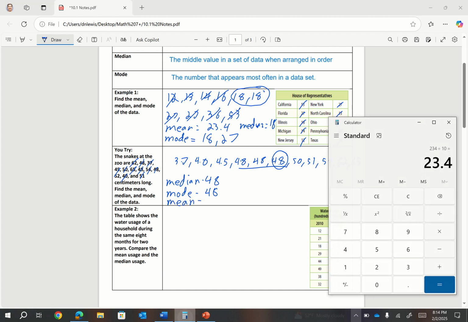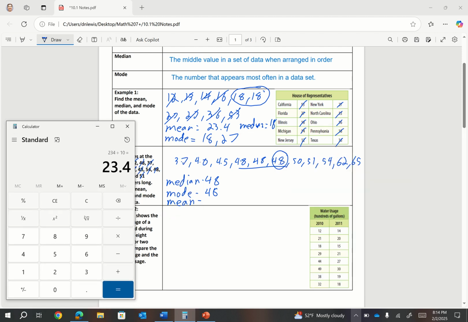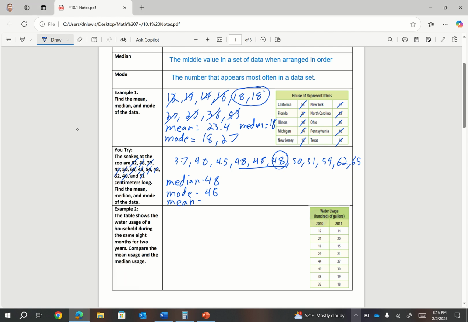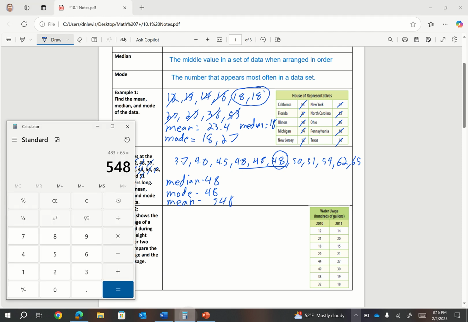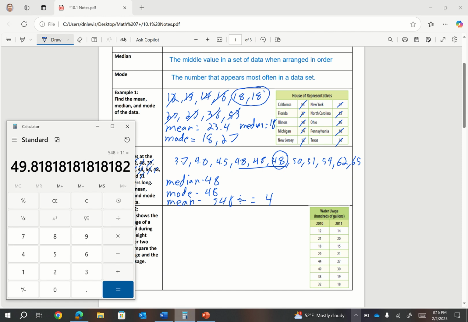Definitely okay to fast forward a little bit. You guys probably already have the right answer. Don't really need me to show you that you have the right average, so definitely okay to fast forward a little bit if needed. Okay, I got 558 divided by 11 equaled 49.8, we'll say.